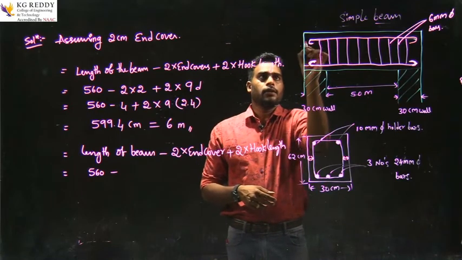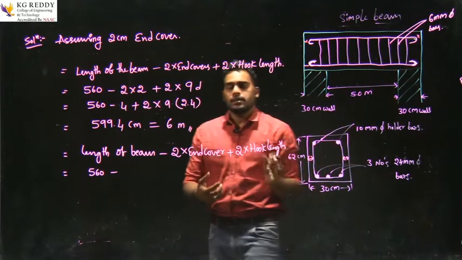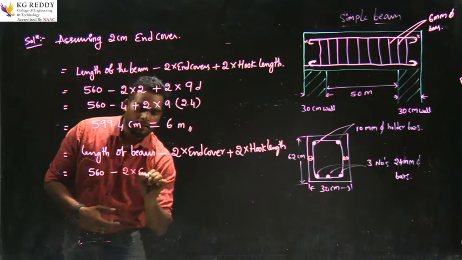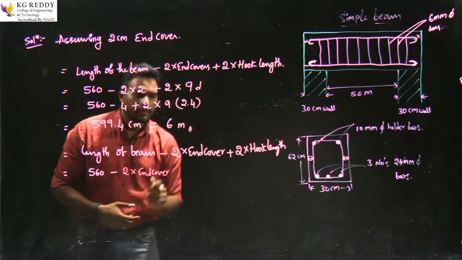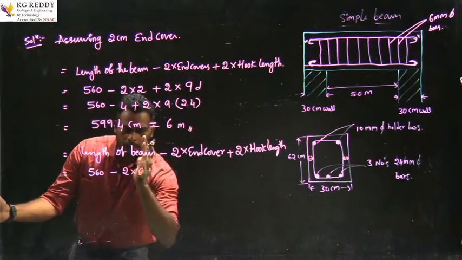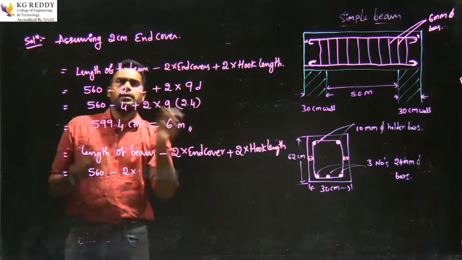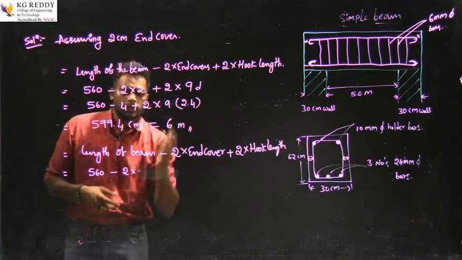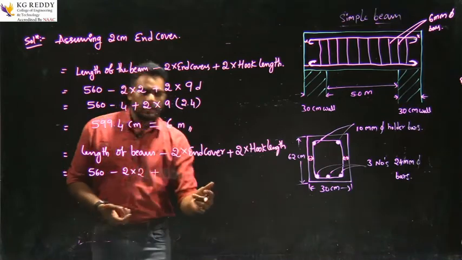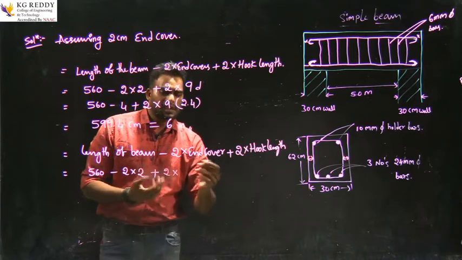This is the end cover. So we don't want this end portion. That's why we are deducting. That is called the end cover. So 2 into end cover. How much is the end cover? We already assumed 2 centimeters, plus 2 into hook length. Already we know the length of the hook is 9d.